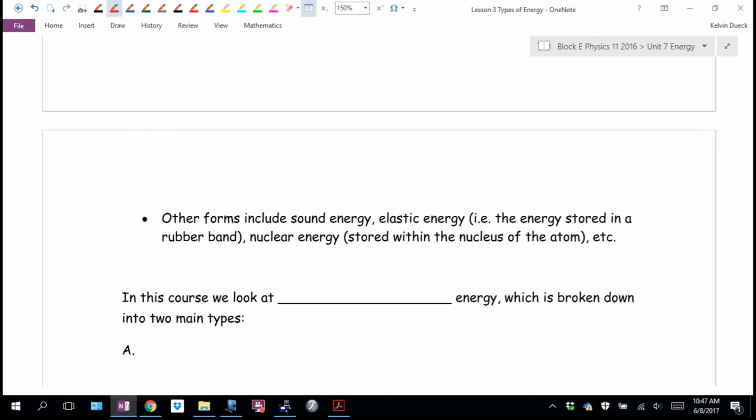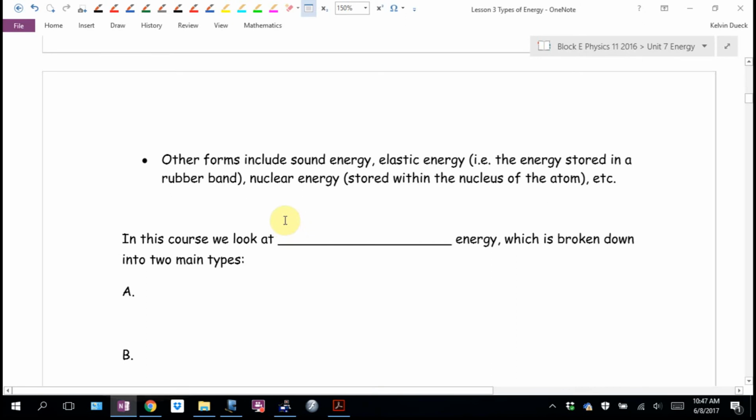If you let the rubber band go, it can apply a force over a distance, and you can have it all snap at once. Or you've seen those little toy airplanes where you can store the energy in the rubber band and then spread that energy out over a long time by turning a propeller. Nuclear energy, that's the energy stored within the nucleus of an atom, and lots of others.